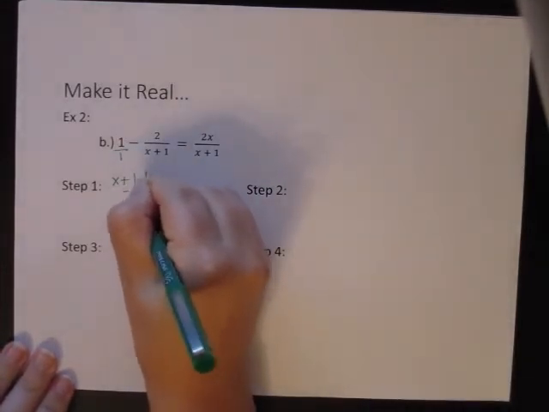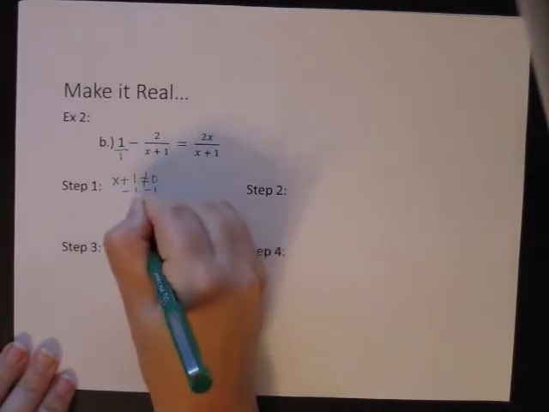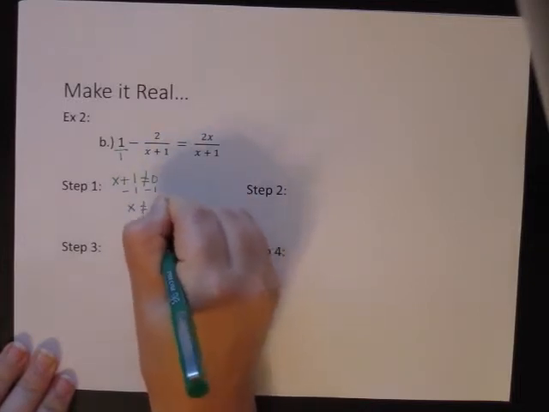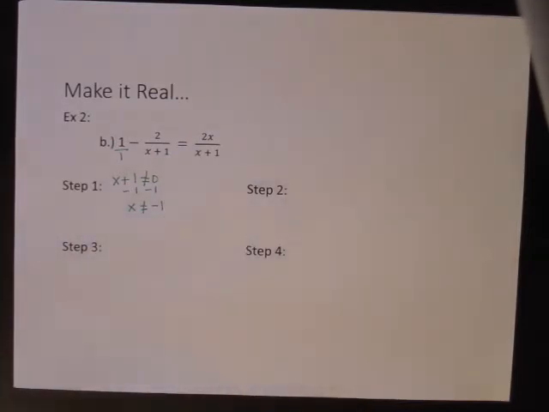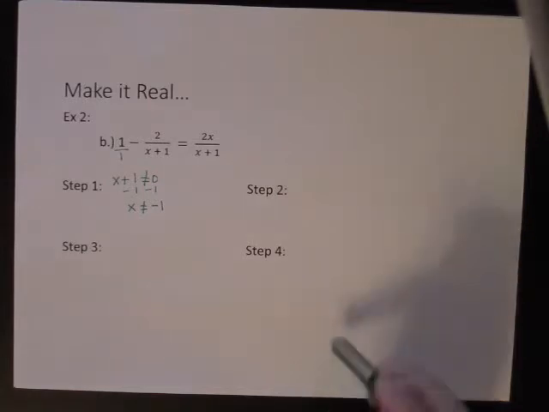So what I do is I subtract 1 on both sides. So I got x cannot equal negative 1. If I get any other answer besides negative 1, I have a solution. But if I get in step 4 that x equals negative 1, then that means there's no solution.